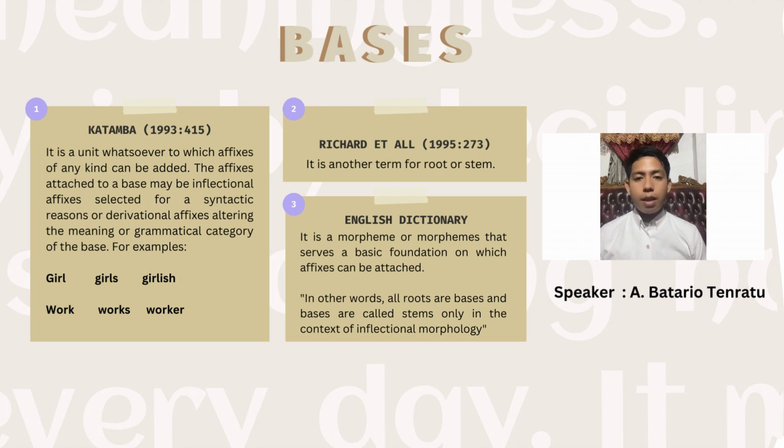In 1999, based on Richards, base is another term for root or stem. In the English dictionary, a base is a morpheme that serves as a foundation to which affixes can be attached. In other words, roots are bases, and bases are called stems only in the context of inflectional morphology.